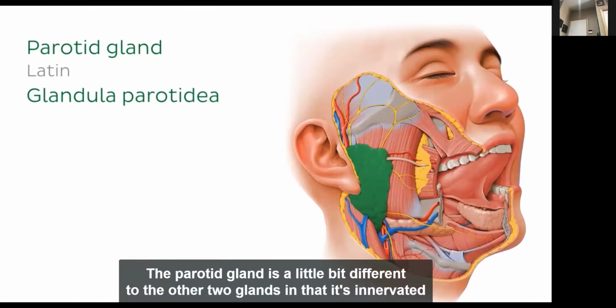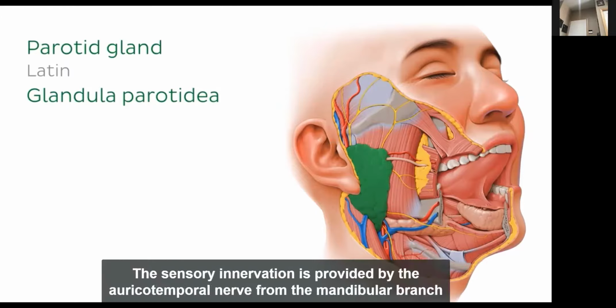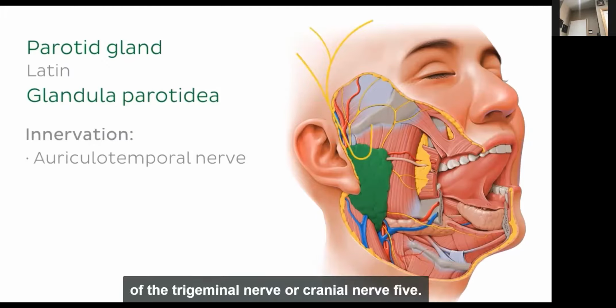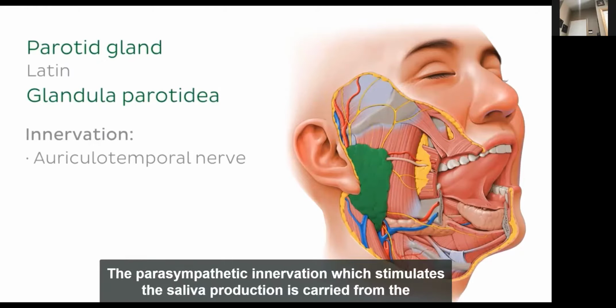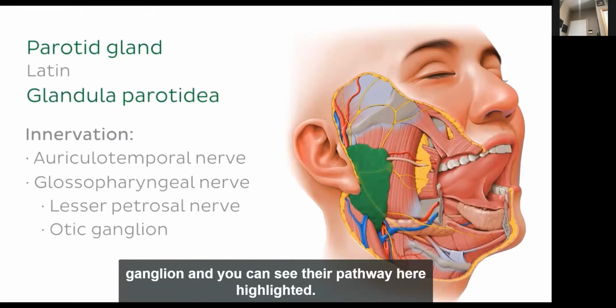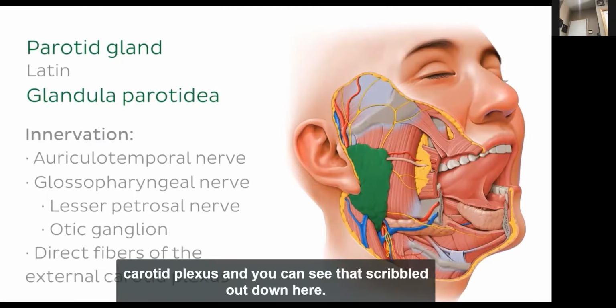The parotid gland is a little bit different to the other 2 glands in that it's innervated by different sources. So let's talk through this. The sensory innervation is provided by the auriculotemporal nerve from the mandibular branch of the trigeminal nerve, or cranial nerve 5. The parasympathetic innervation, which stimulates the saliva production, is carried from the glossopharyngeal nerve, which gives off the lesser petrosal nerve to synapse in the otic ganglion, and you can see that pathway here highlighted. The parotid gland also receives sympathetic innervation from direct fibers of the external carotid plexus, and you can see that scribbled out down here.